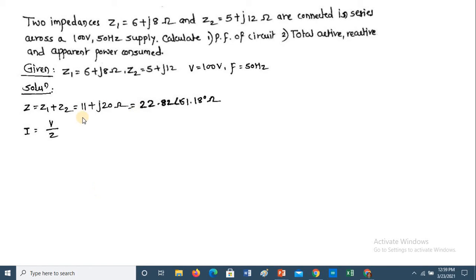So how will you represent V in polar form? How will you write V in polar form?